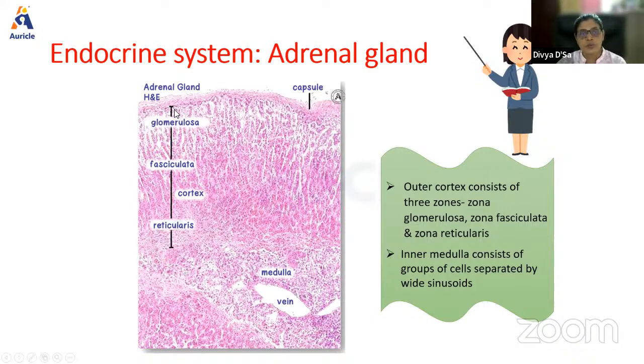In the glomerulosa, the cells will be either acini-shaped or inverted U-shaped. The fasciculata is the thicker layer where the cells are arranged in the form of cords, and between them there will be the sinusoidal spaces. And in the innermost part, the cells are arranged in a reticular pattern. So that is called the reticularis.